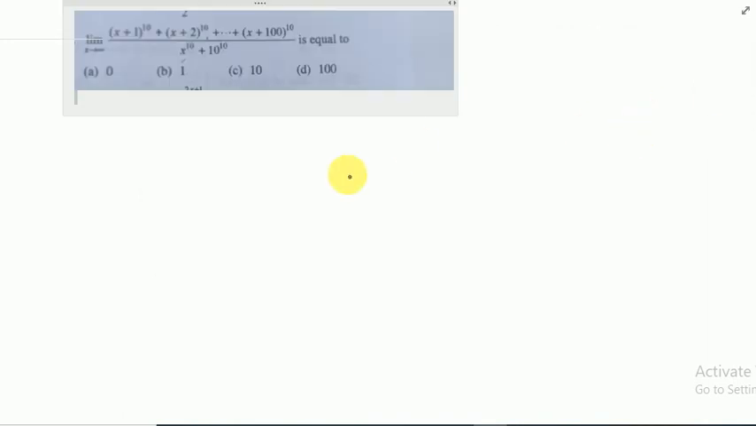So this is the limit as x tends to infinity of (x plus 1) raised to 10 plus (x plus 2) raised to 10, and so on up to (x plus 100) raised to 10, divided by x raised to 10 plus 10 raised to 10. Here also don't simplify all the terms in the numerator, only identify the highest degree term in the numerator.